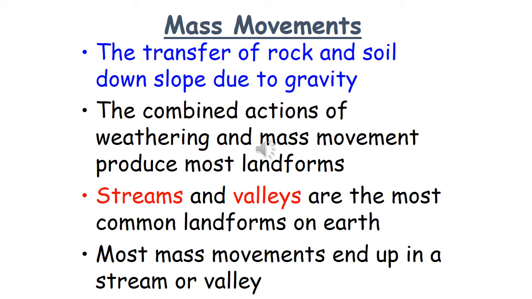All right, today we are talking about mass movements. Mass movements are the transfer of rock and soil down a slope due to gravity. So, mass movements and weathering produce most of the landforms on Earth, including streams and valleys.